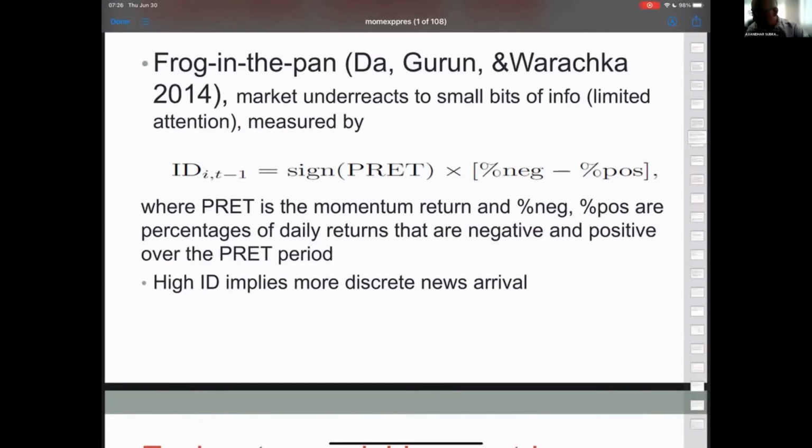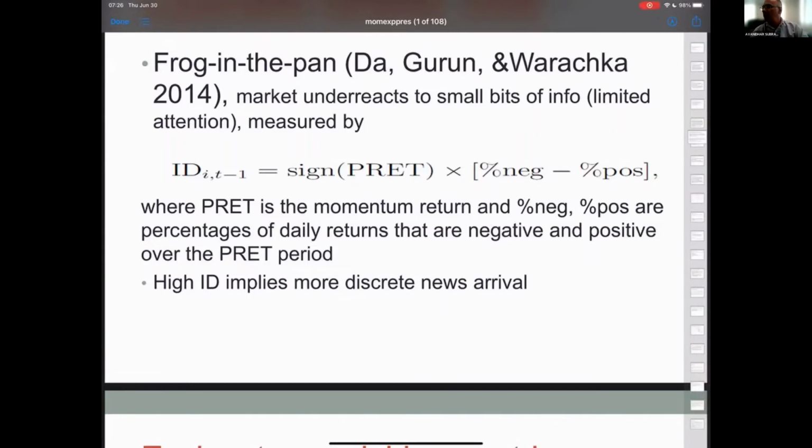Suppose the sign of the PRET is negative and the number in the brackets is positive, so the negative news days exceed the positive news days. Then the product will be negative, right? Which also is consistent with the notion that information came out in small bits, because that means that the negative sign on the PRET is driven by the percentage of negative days, right? Because the difference is positive, which means many more negative news days. So the information came out in small chunks, right? And a similar argument applies for the upside as well.